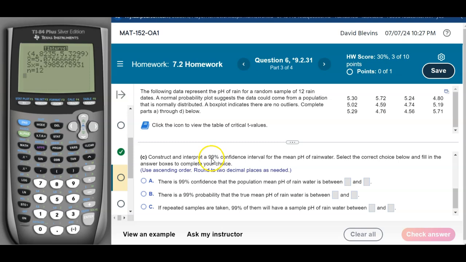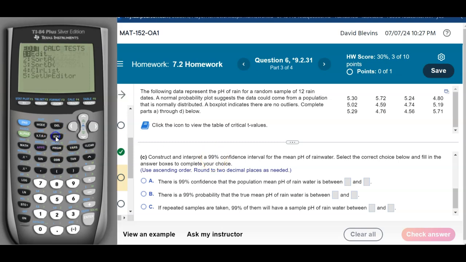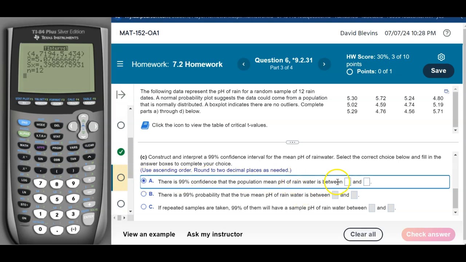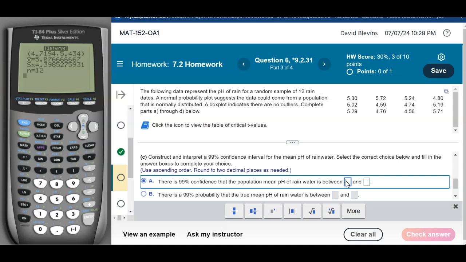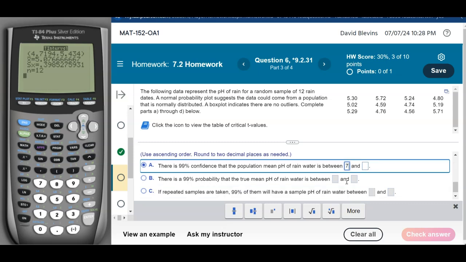Right now it wants me to do a 99% confidence interval, so same thing, just hit stat, scroll over to test, down to t-interval. Nothing's changed. It just wants me to do a 99%. So instead of 0.95, 0.99, calculate. 99% confidence the population mean is in there. That's A this time. Notice we go a little bit further down, 4.72 and up to 5.43.